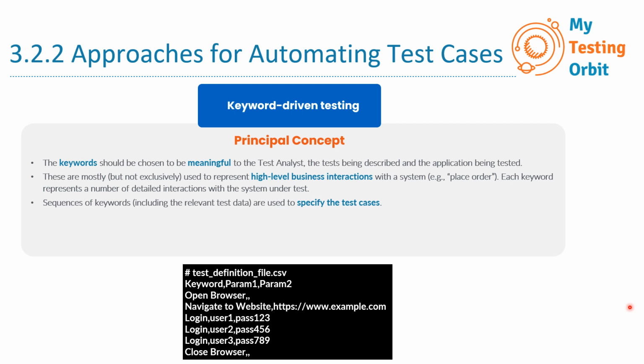Next, we have sequences of keywords including the relevant test data are used to specify the test cases. So sequences of these keywords along with the relevant parameters are used to specify test cases. In the file, a sequence of keywords is used to describe the steps to perform a login operation for multiple users. Special keywords can be used for verification steps, or keywords can contain both the actions and the verification steps. Okay, while our example over here does not include verification keywords, we could add them to verify successful logins, for instance.